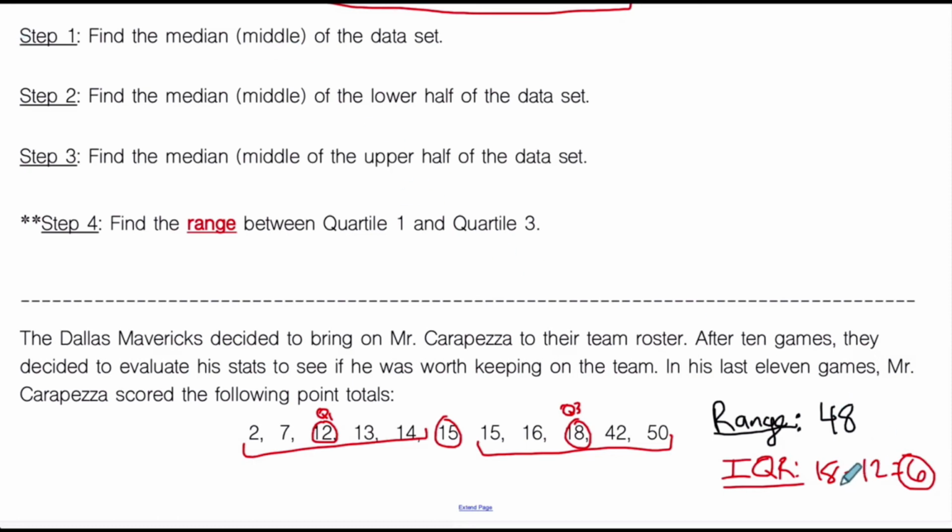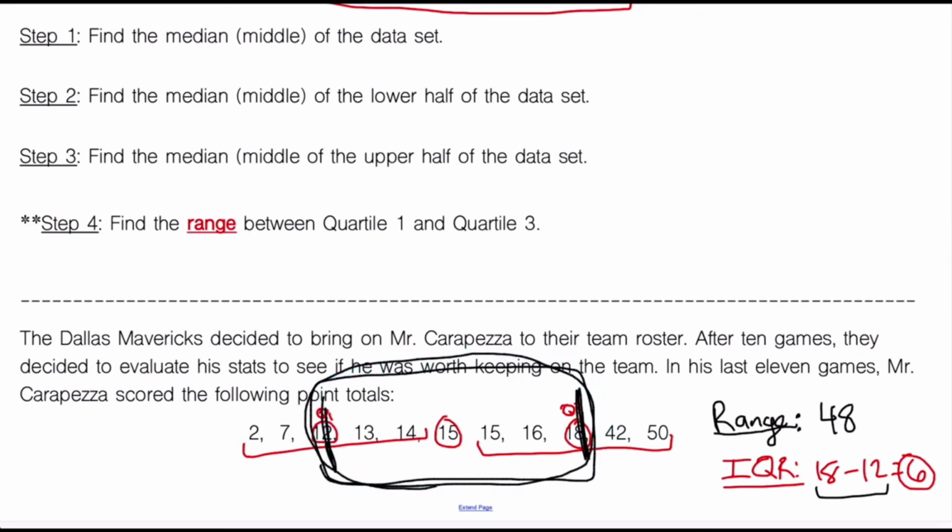So the IQR helps us to focus and find a range on what's normal. Normally, I'm scoring somewhere between 18 and 12. And the interquartile range focuses in on these normal scores for me. Most of the time, I'm somewhere in here. So most of the time, I score within 6 points of myself. Somewhere from 12 to 18. I have a range of 6 points.